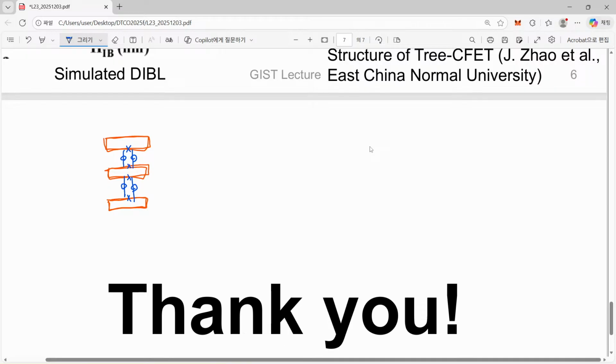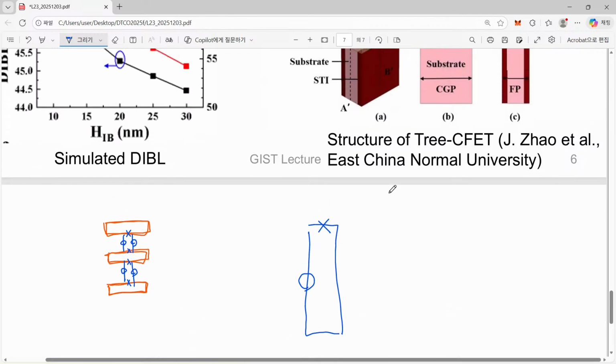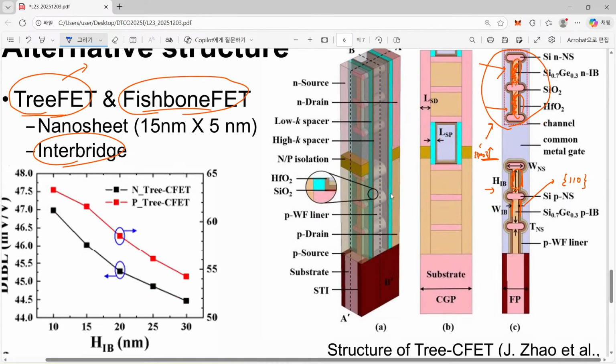If we keep this interbridge height longer than the width or thickness of the interbridge, for example if the interbridge is tall enough, then this one is eliminated and instead this one is added. So in terms of effective width, it is a positive approach. As you can see here, the interbridge is a little bit taller than a square. So this is a tall and narrow one.